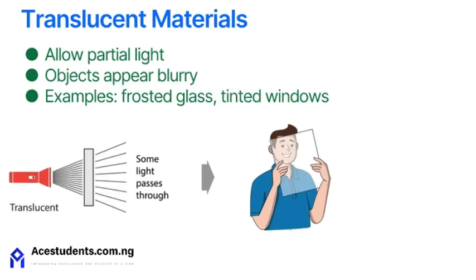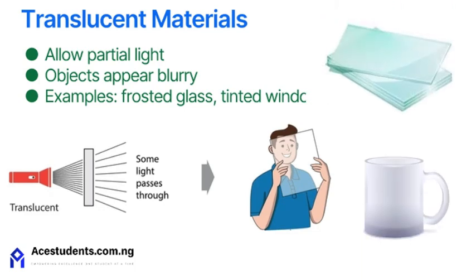Translucent materials. Translucent materials allow only some light to pass through. As a result, you cannot see objects clearly. Examples are frosted glass or tinted windows.